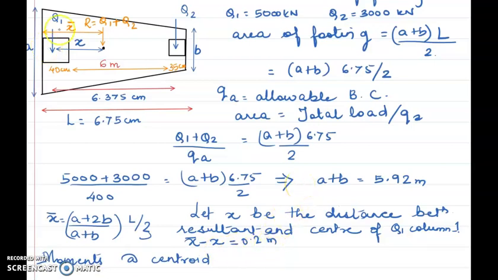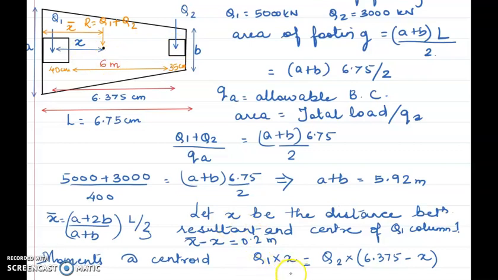Okay. Now what I will do? I will equate the clockwise moment to anti-clockwise moment. So what I will get? Q1 into, what is the distance between Q1 and this point? X. Okay. So this is going to cause anti-clockwise moment, correct? Similarly, anti-clockwise moments are equated to clockwise moments. So this will be Q2 into, what is the distance between Q2 and X? It will be 6.375, correct, minus X, correct? So this full thing is 6.375 center to center, minus X will be the distance between Q2 and this point.